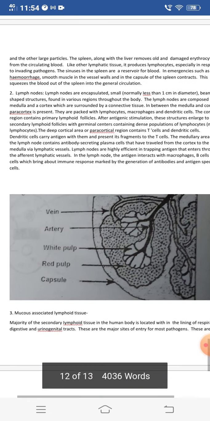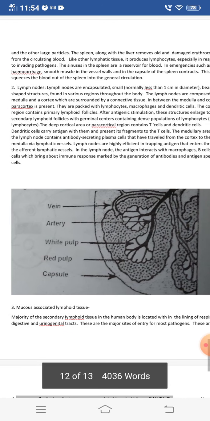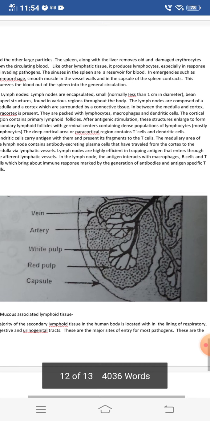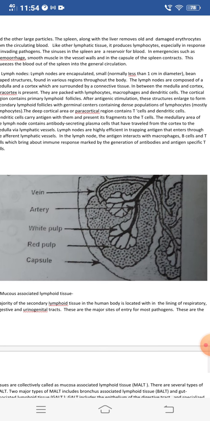Now, here is the figure of the lymph node. You can observe in the figure that the thin blood vessels are called veins, and the thick ones with the dark black colored structure, you can observe, are the arteries.